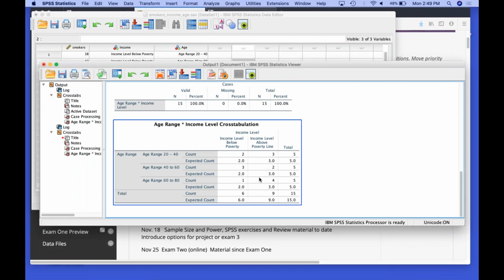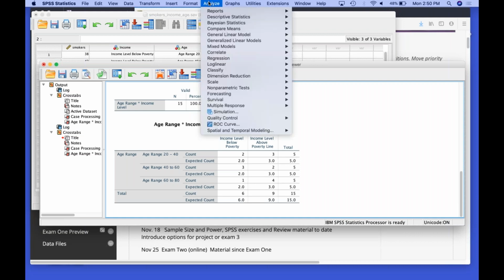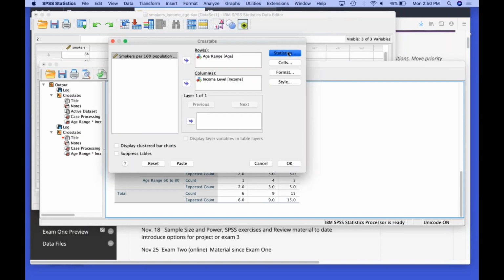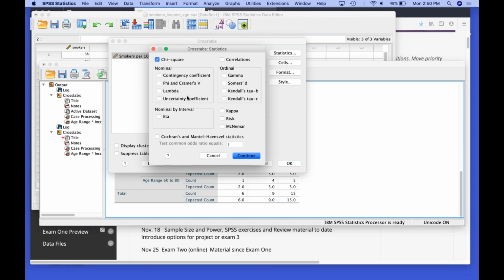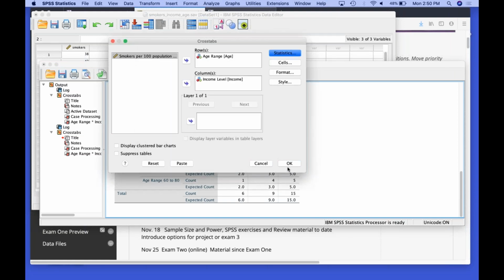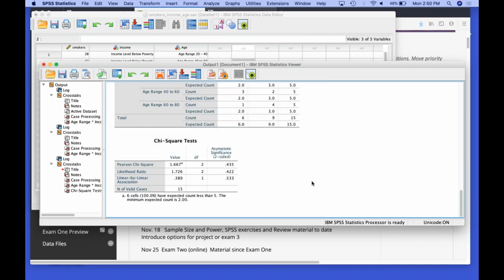Like I said, this is not going to be valid because the sample size is so small. But now I could go up here to analyze, go to descriptive statistics, go down to crosstabs, and now I can go up to statistics and ask it to calculate the chi-square value for me. I'll click continue and say okay, and it will calculate the chi-square value for me. And the chi-square value is 1.667. What did I say the critical value was again? It was like 5, right? Something like 5. So in this case, the value of chi-square I calculated is only 1.667. The critical value was 5.